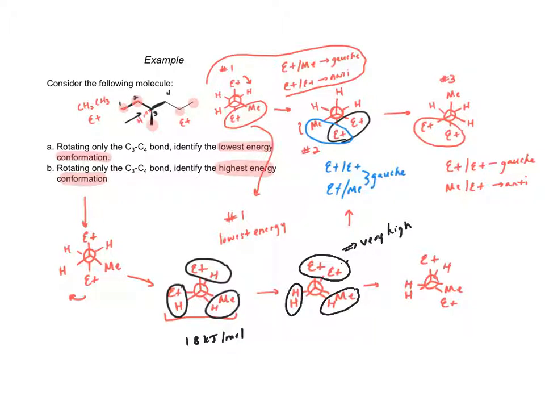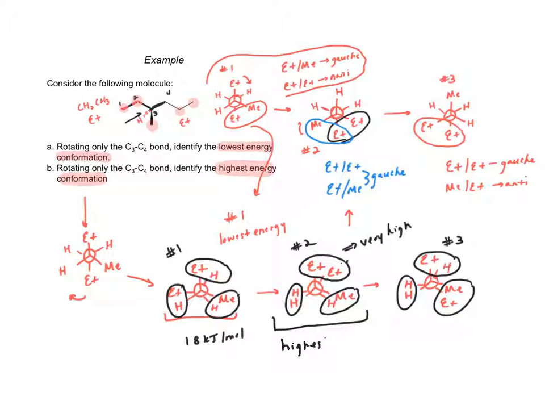If we look at the last one, we've got a hydrogen-hydrogen, an ethyl-hydrogen, and a methyl-ethyl. Methyl-ethyl will be bad, but do you think it will be as bad as an ethyl-ethyl eclipse? No. So from that, we have conformation number 1, number 2, and number 3. The highest energy conformation is when you have these ethyl groups eclipsing one another. So conformation number 2 is our highest energy conformation.